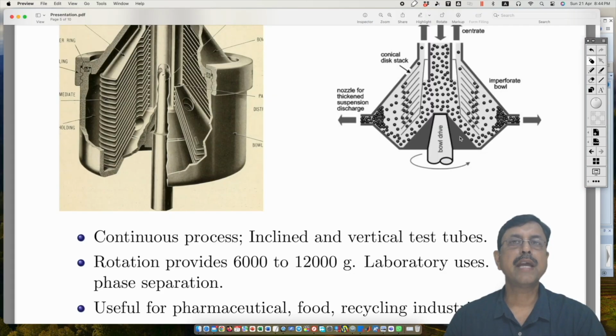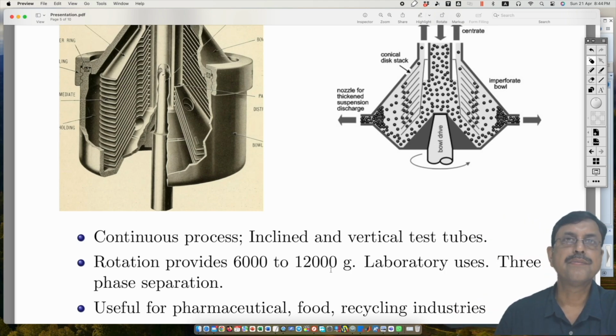Now in the disk type centrifuge, the rotation provides around 6,000 to 12,000 times of the gravitational force. You will find this kind of centrifuge for the analytical lab use. It is useful for three-phase separation and useful in the pharmaceutical industry, food industry, and recycle industry.